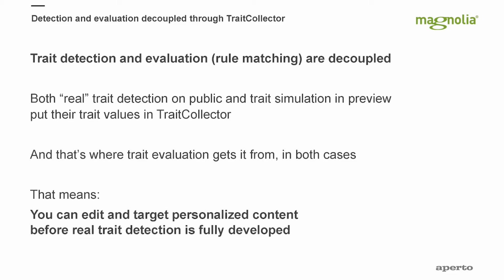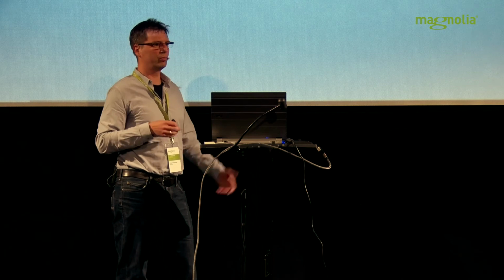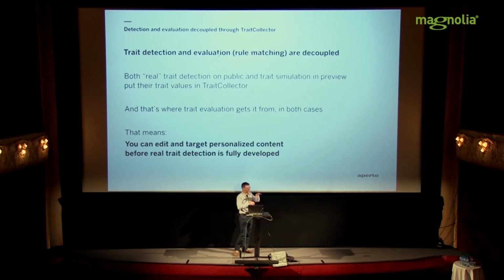What's interesting about this, not only for techies, is that trait detection and evaluation are decoupled, and that means that you can test your personalized results without trait detection working. So if you've got a number of systems that you want to connect to, it's not necessary to have these connections all working. You can still test your personalized results because Magnolia allows you to simulate traits and trait values for personas. So that can make life easier during the development process of the project, where you can decouple things because you can test one thing before the other thing is done.